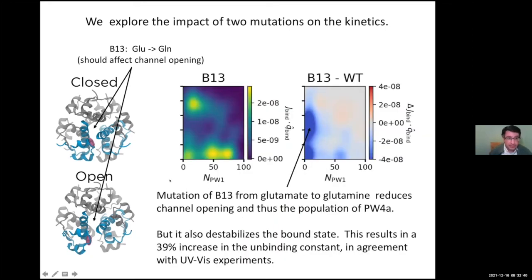Okay, so here's B13. I'm just showing you the reactive current. We can calculate all the other statistics too. And from the difference, you can see that pathway 4 is really depleted. So you can see how things shift around here.